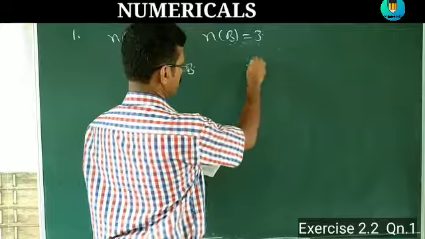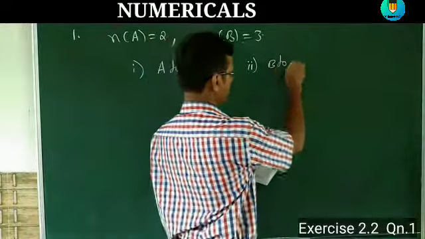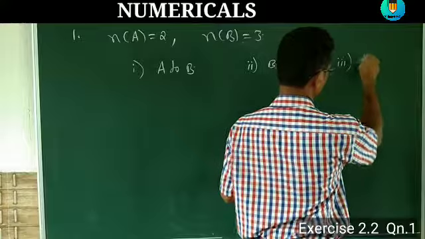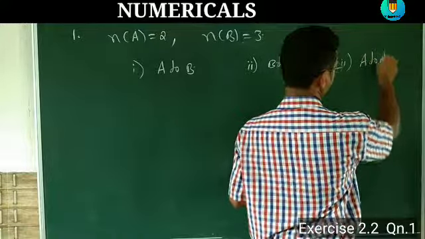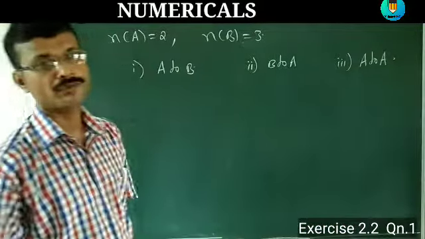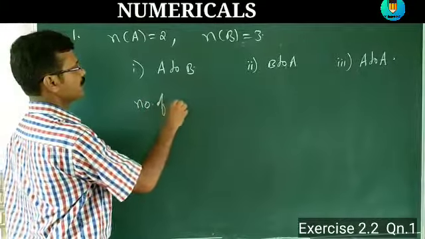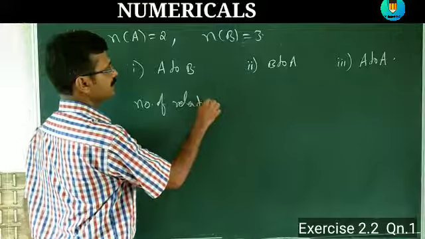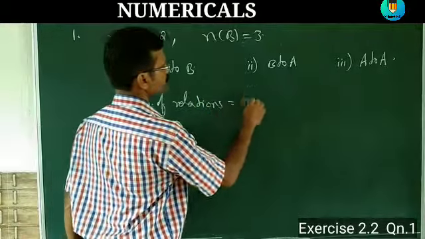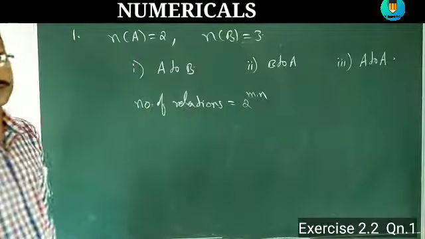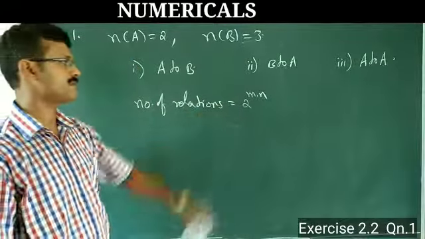Second part, B to A. Third part, A to A. I gave a formula. Number of relations is equal to 2 to the power m into n, where m is the number of elements in A and n is the number of elements in B.